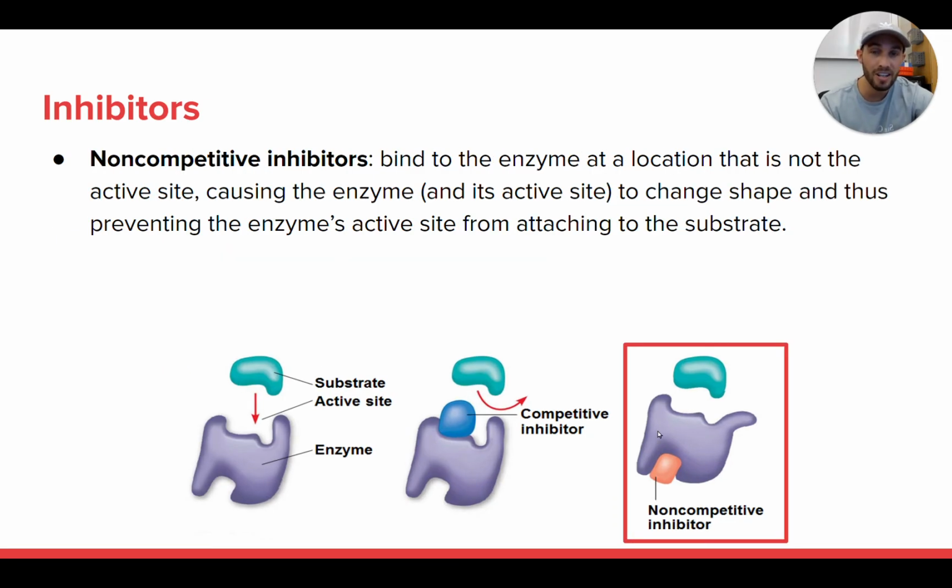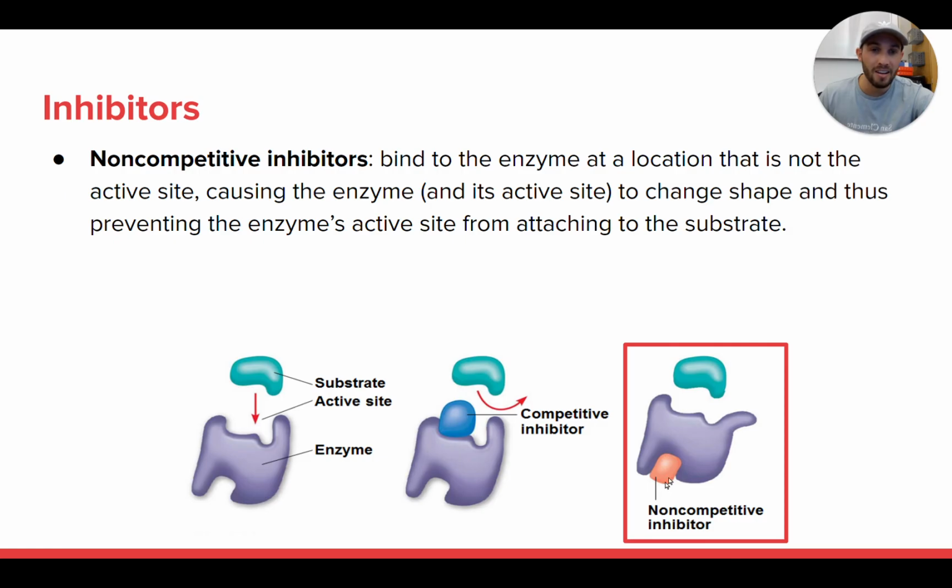Now, a non-competitive inhibitor is a molecule that binds to the enzyme, but not at the active site. So it's going to bind at a different location that's not the active site. But by binding to that different location, it causes the enzyme to change shape. So when this inhibitor binds to the enzyme, the enzyme changes shape a little bit, and that's going to mess up the shape of the active site in a way that makes it harder or no longer able to bind to the substrate. And so that's what a non-competitive inhibitor is doing.